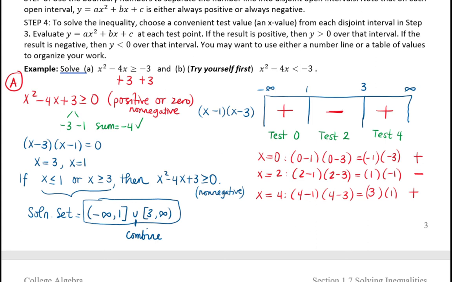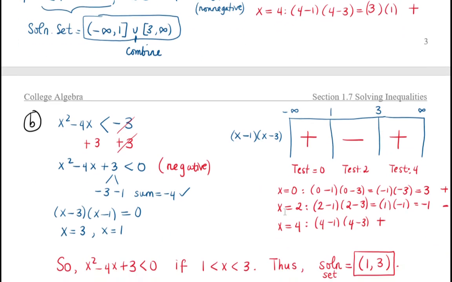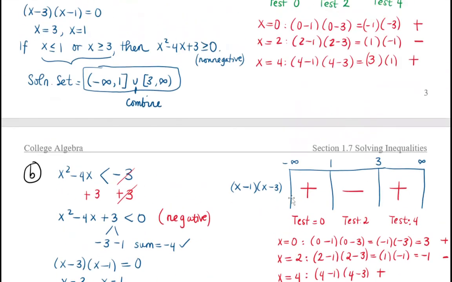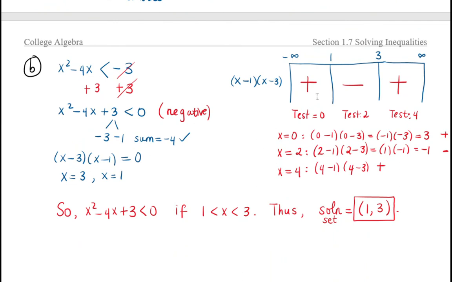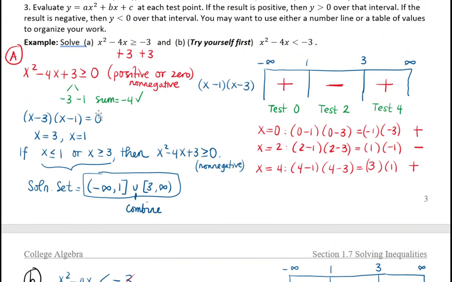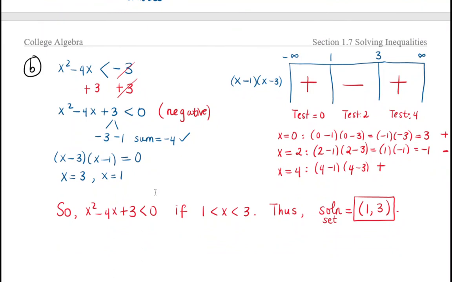And now you can pause the video and work on this problem when it's less than negative 3. You will simply mimic the same thing. Now if you go to this problem, you see I just follow the same process. But now I'm looking at the interval at which it becomes negative. That happens between 1 and 3. So the solution set will be 1 comma 3. And this is with parentheses because that's strictly less than. If it's like the previous one, greater than or equal to, then you have to use brackets for the boundary values. So you may check the solution.